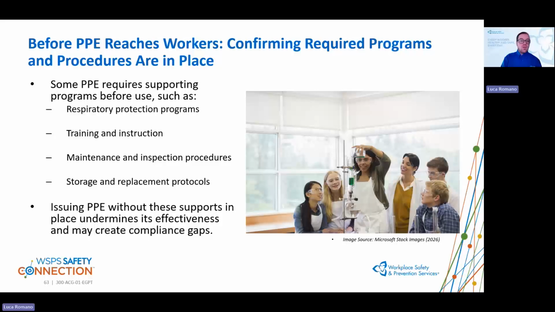And, likewise, there needs to be a process in place that the equipment that's being provided as a replacement is equally protective, as per the standards that we need in terms of legal requirements. If we issue personal protective equipment without these types of supportive elements in place, it could create other types of compliance gaps.